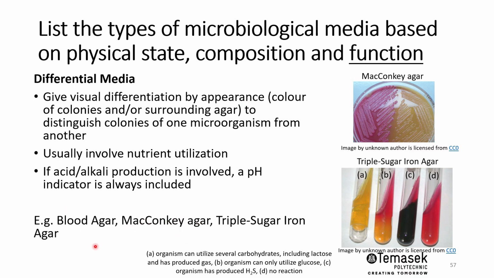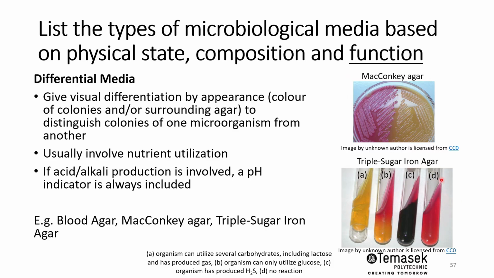I also want to introduce the differential media of the triple sugar iron agar. The triple sugar iron agar, also known as TSI, is a differential microbiological media that helps us to identify enteric bacteria based on their ability to ferment glucose, lactose, and sucrose, as well as to identify whether they produce gases such as hydrogen sulfide. The triple sugar already tells you it has three different types of sugar: lactose, sucrose, as well as glucose.